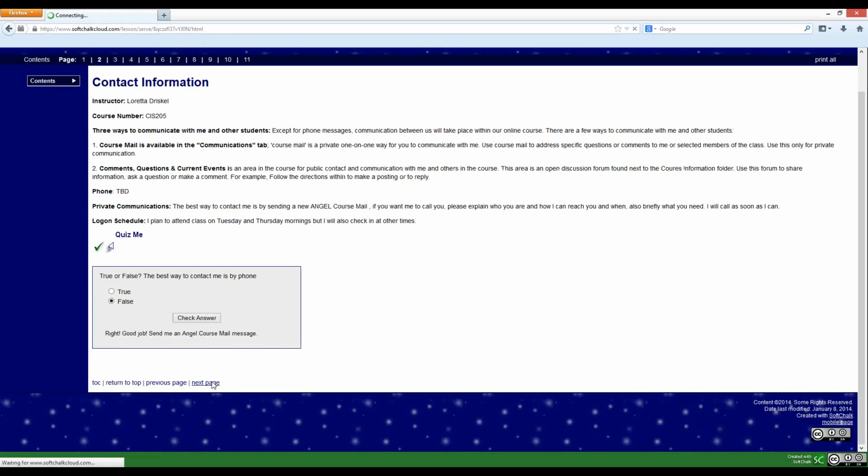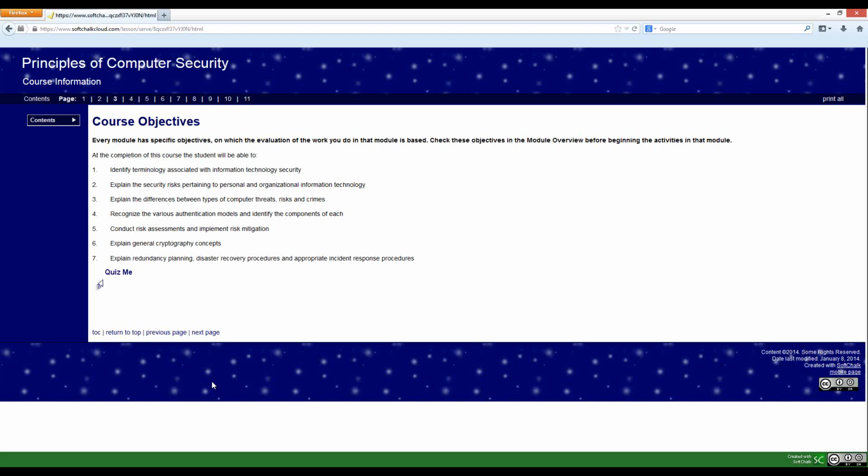And I'm going to load the next page there. It might be a little slow, so hopefully I'll catch up there. All right, we're on course objectives.